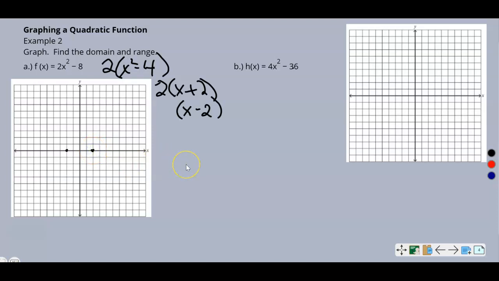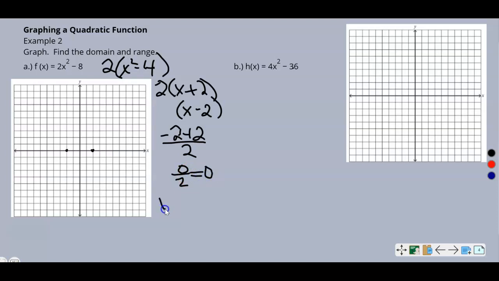All right, just like before, I'm going to take my P and Q, which is negative 2 and 2, and average those. So negative 2 plus 2 is 0. 0 over anything is 0. So I know I've got an x of 0. What would my y be?